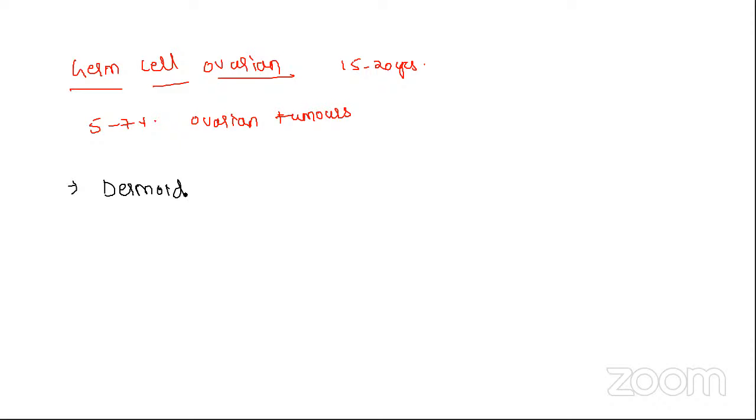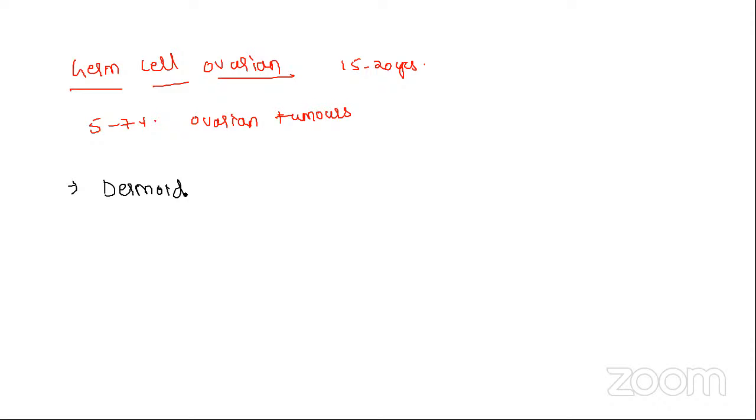It is the most common ovarian tumor in pregnancy, and it is the most common benign germ cell ovarian tumor. All these are single liners pertaining to the dermoid cyst.